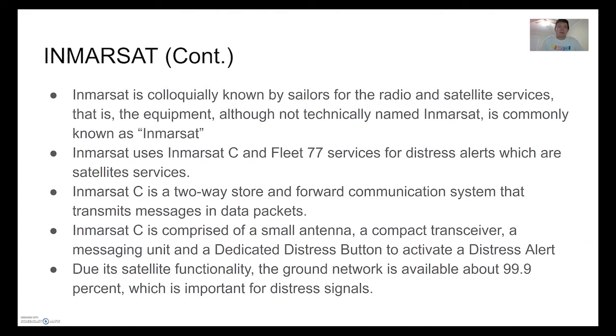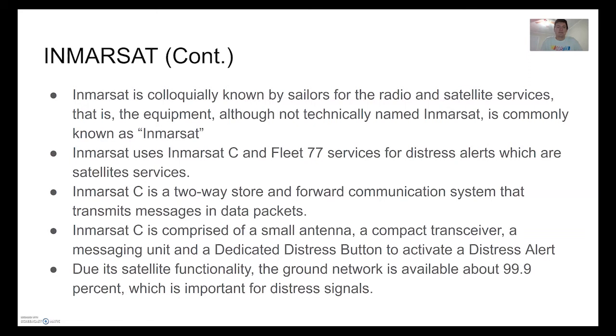Here's more about the Inmarsat. Inmarsat is colloquially known by sailors for the radio and satellite services. That is, the equipment, although not technically named Inmarsat, is commonly known as Inmarsat. Inmarsat uses Inmarsat C and Fleet 77 services for distress alerts, which are satellite services.